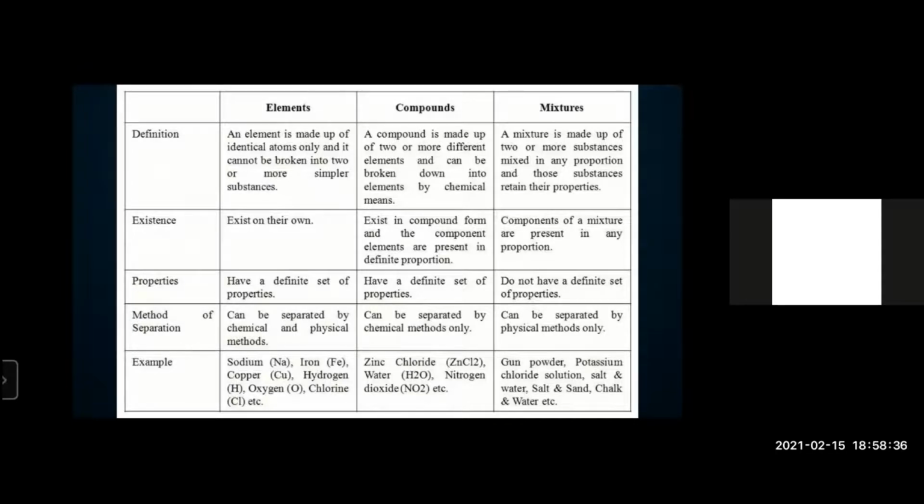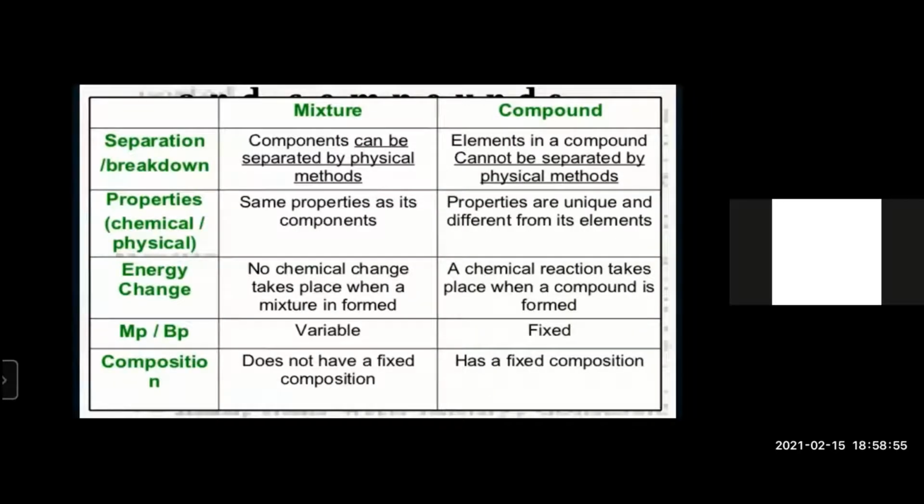Examples of elements are chlorine, sodium, copper, etc. For compounds, you have zinc chloride, H2O, water, HCl, hydrogen chloride. And for mixtures, you have examples of salt and sand, chalk and water, potassium chloride solution, etc. Then let's come to mixtures and compounds. So we discussed their separation, their properties.